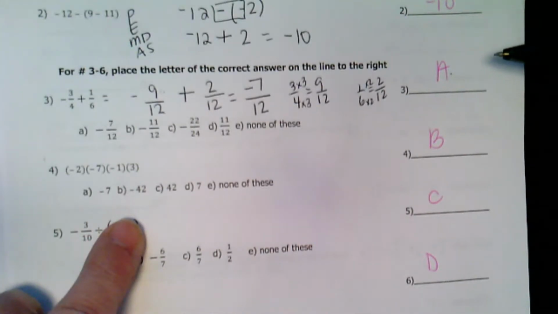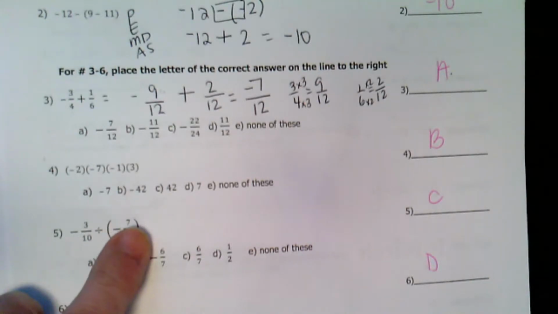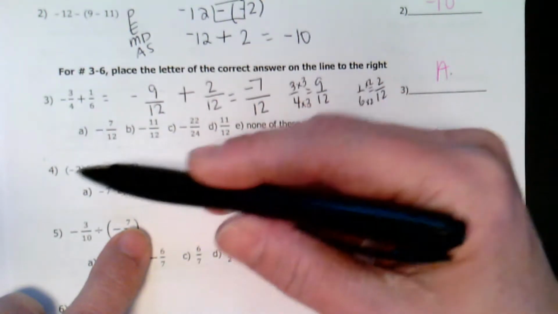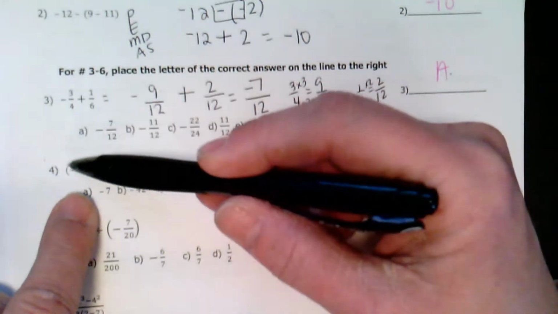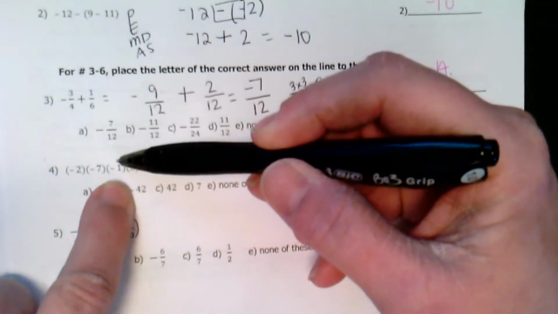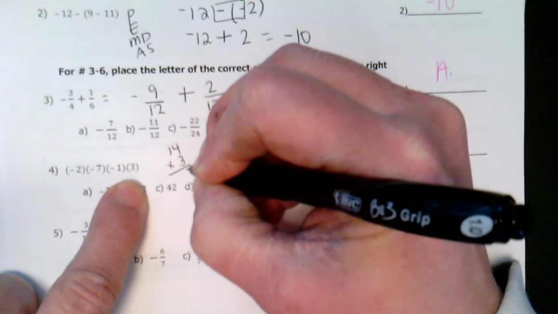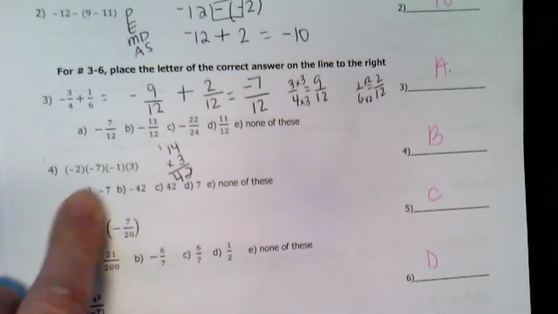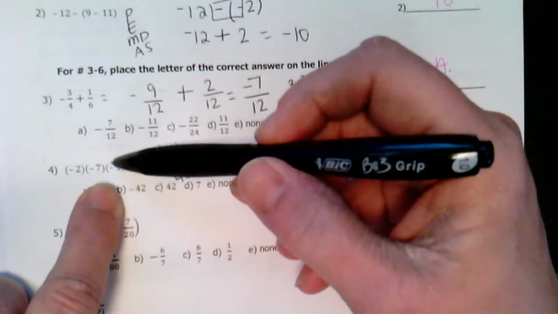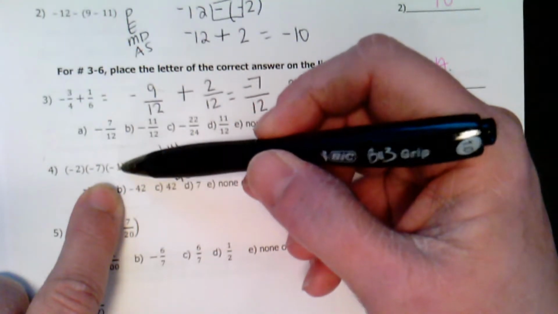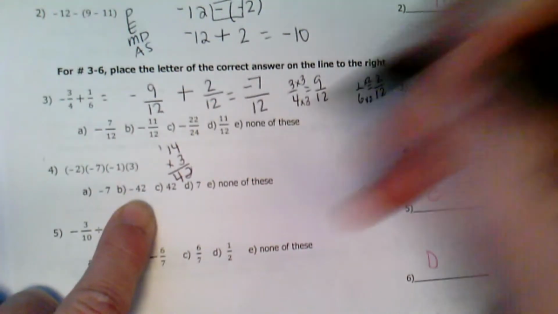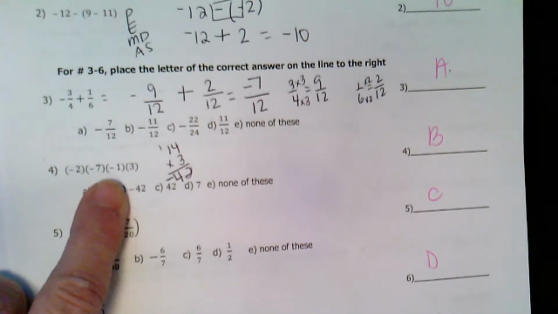Number 4 is one big multiplication problem, so it doesn't matter what order you multiply in. That's the commutative property. Just be aware of your signs. I'm going to ignore the signs first. 2 times 7 is 14. 14 times 1 is 14. 14 times 3 is 42. Then we count how many negatives we have. We have 3 of them, an odd amount of negatives, so it'll be a negative answer. An even amount means they cancel each other out. So your answer is B.